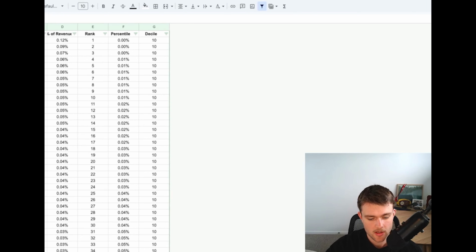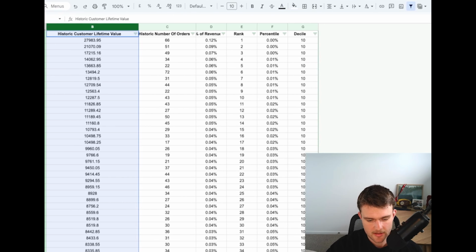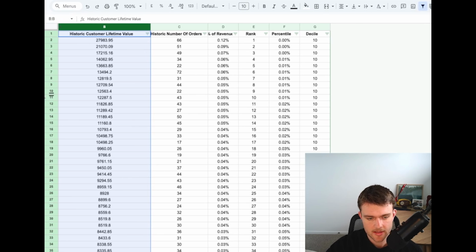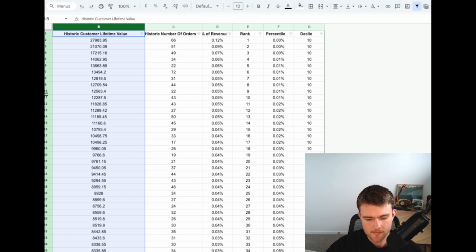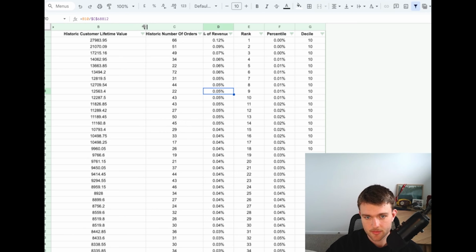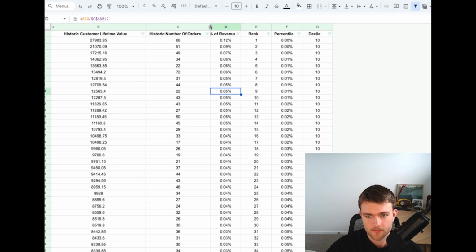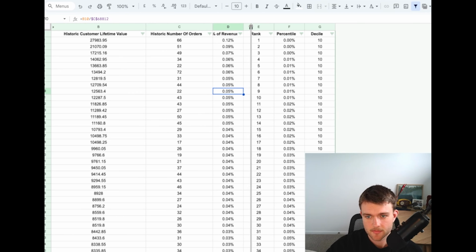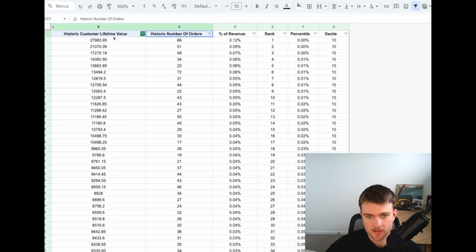So what I've done is I've essentially imported all this data into Google Sheets. Now, I've hidden the email column. In column A, you're going to have the emails, but I've hidden this just for the purposes of privacy because this is real data from a store. Now, these are the columns I've set up. So we've got historic customer lifetime value. We've got the historic number of orders. So these are the ones you've just pulled from Klaviyo, real data.